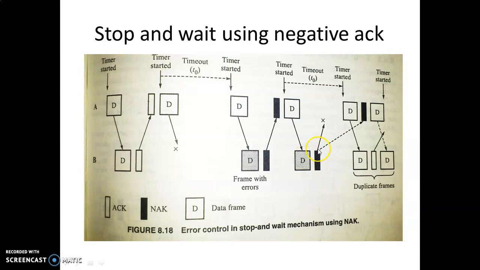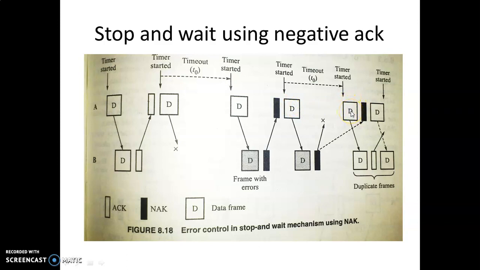So what happens over here is that there are two things shown in this diagram. One is this arrow where the negative acknowledgement is lost. So the sender again has to wait for a time of 5 milliseconds. After 5 milliseconds it will send the frame again.